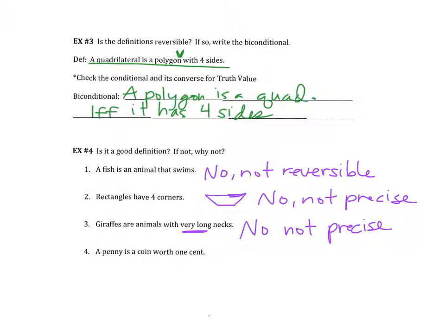Number 4, a penny is a coin worth 1 cent. Good definition? That's a good one. You can reverse it, right? If a coin is a penny, then it is worth 1 cent. If a coin is worth 1 cent, then it is a penny, okay? Now, some may argue, well, if you go to a different country and our penny is the same as their whatever, but it's only going to be the same for a little while. It's not a constant, because money is always changing value in terms of inflation and whose dollar is worth more right now. So this we would say is a good definition. Okay, any questions on that?